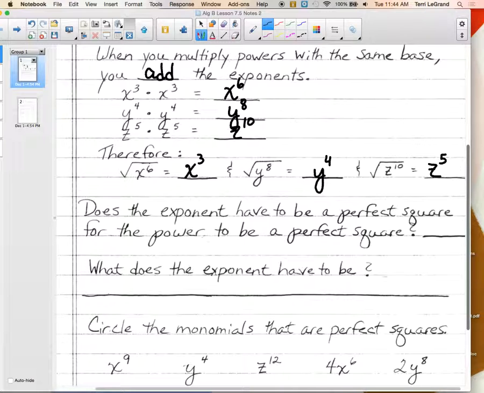So could you tell me something? Notice, what relationship do 6 and 3 have? 8 and 4, 10 and 5? They're half of it. So if you're finding the square root of something to the 10th power, you just say 10 divided by 2 is 5.